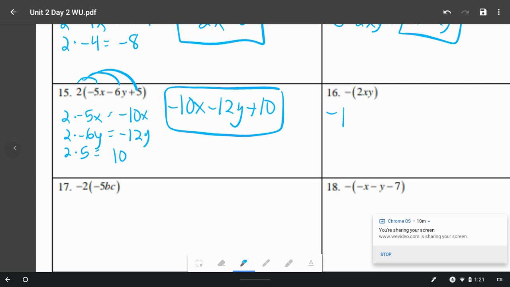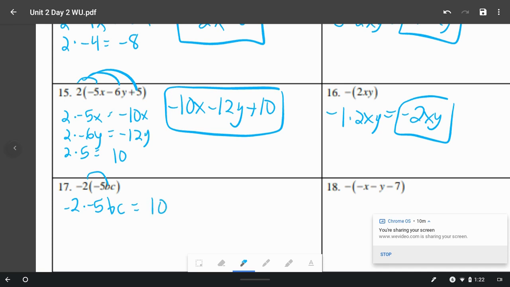16, I know there's a negative 1 out front, and there's no plus or minus sign in the parentheses, so I just need to multiply the coefficients by each other. So that's negative 1 times 2 is negative 2. The xy stays the same, and that's your answer. And then 17, same idea. There's no plus or minus sign separating any different terms in that parenthesis, so that's really just multiplying negative 2 times negative 5 with a bc attached. If you multiply those two numbers, you get a 10 with the bc.